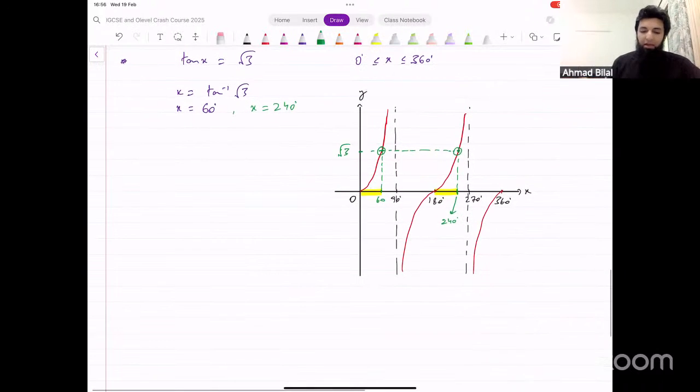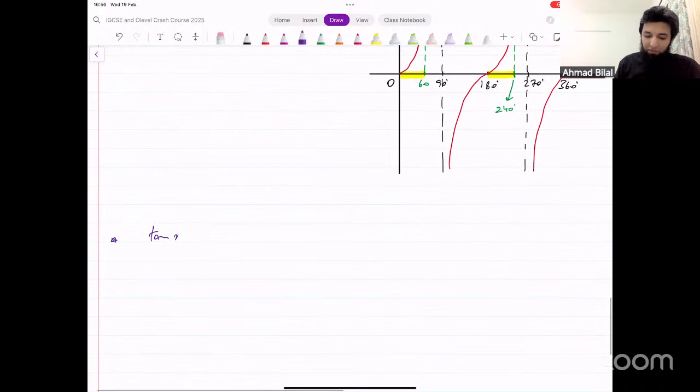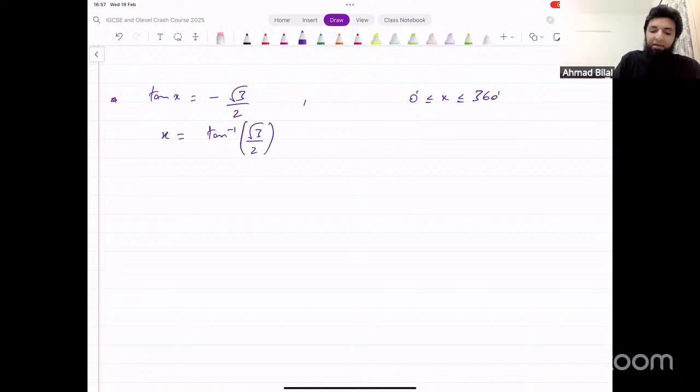Okay. Now, what if it was some negative value? Let's say you had tan of x equal to minus square root of 3 over 2. Let's do it for this one now. Again, let's say the interval is from 0 degrees to 360 degrees. Put this on a calculator. First of all, x equals tan inverse of negative square root of 3 over 2.